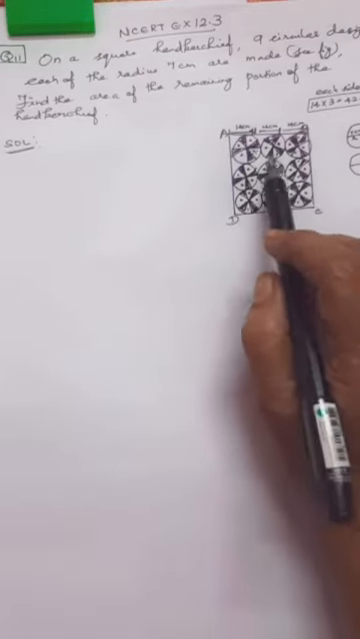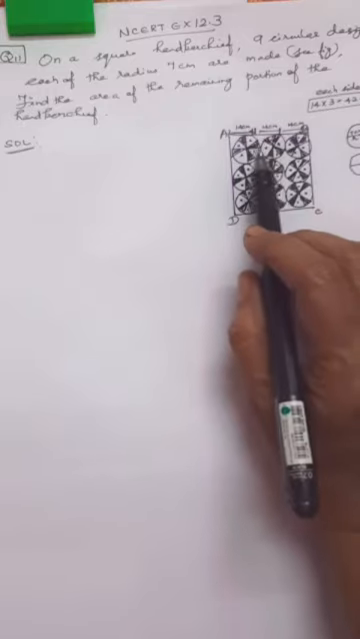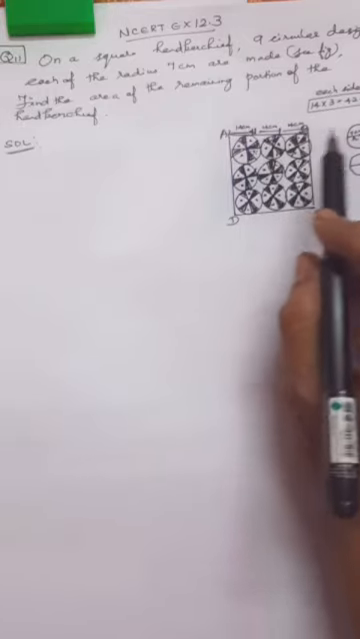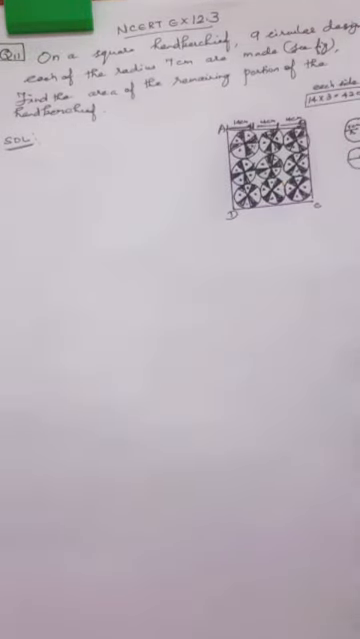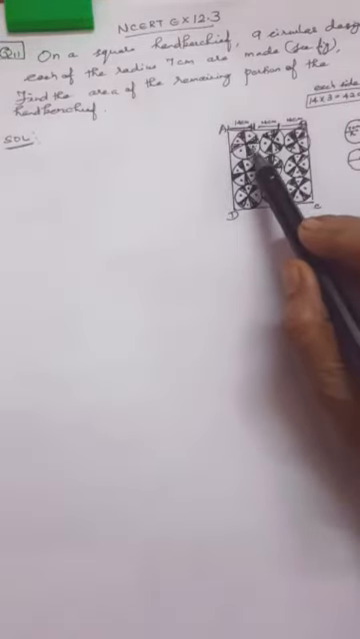Why do you need the side of the square kerchief? Only if you know the area of the square can you subtract the area of the 9 circular designs and find out the area of the remaining portion. So first you must find out the side of the square kerchief. Now let us analyze the figure given.